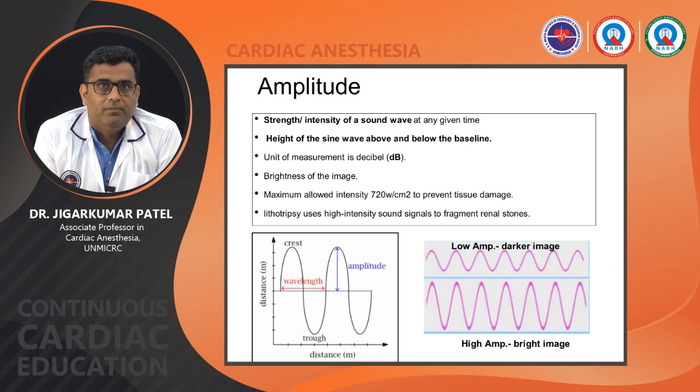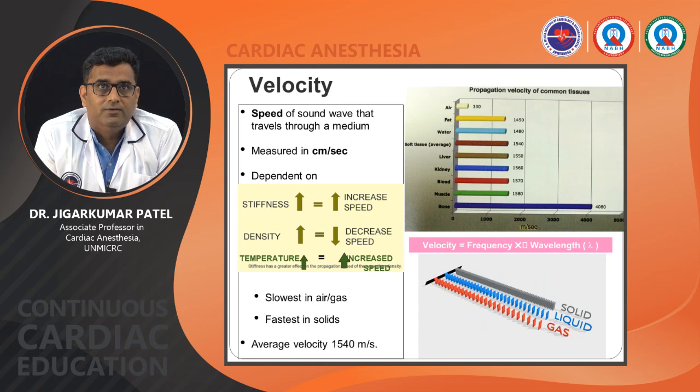By US FDA, the maximum allowed intensity is 720 watt per centimeter square to prevent tissue damage like cavitation and thermal injury. It is around 180 decibel when you convert it. For lithotripsy, we use a high intensity sound signal to fragment renal stones. Amplitude will indicate the brightness of the image. So if a wave has high amplitude, you will get a brighter image, and if a wave has low amplitude, then you will get a darker image.